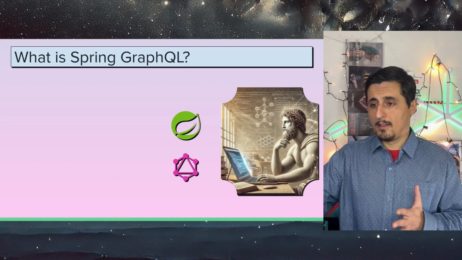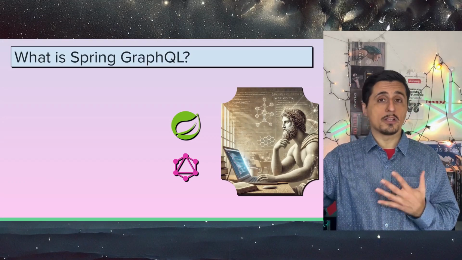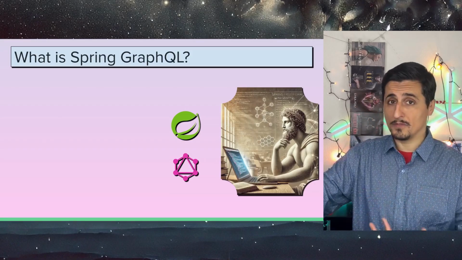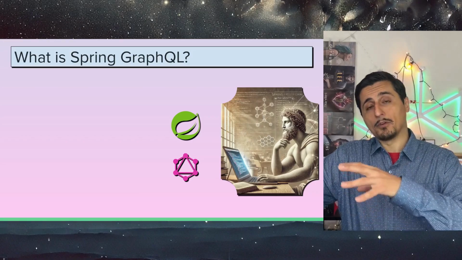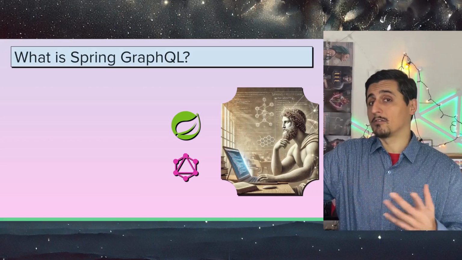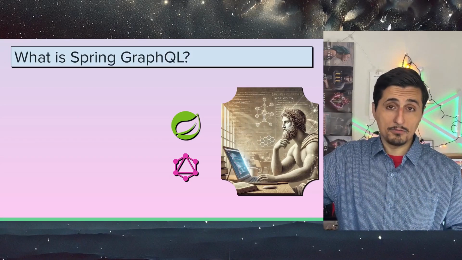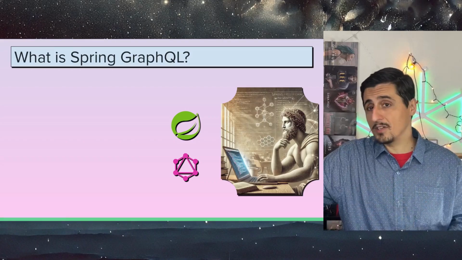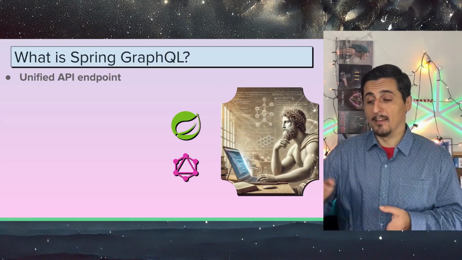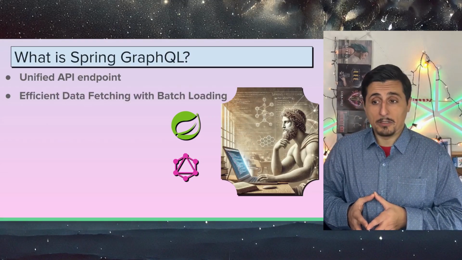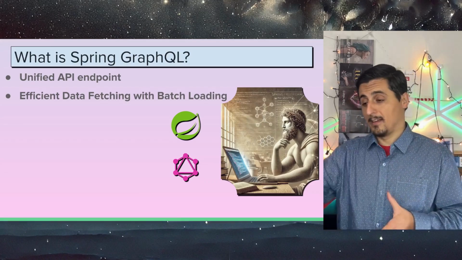And what is Spring GraphQL? Spring GraphQL is a framework that allows us to create services with Spring Boot, but using GraphQL on top of it. So that means we are not creating the typical controller for JSON payloads. We're not implementing a typical REST service. What we are doing is creating a unified API endpoint. What we are doing also with Spring GraphQL is the efficient data fetching with batch loading, if we need it.